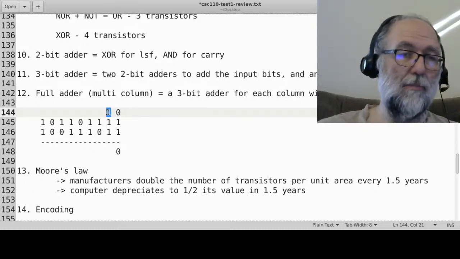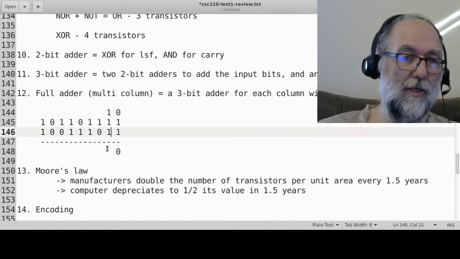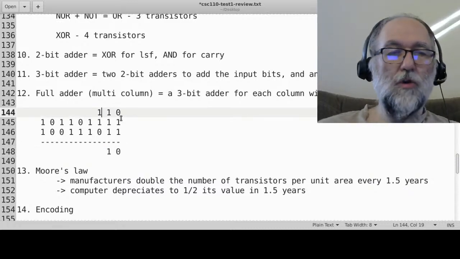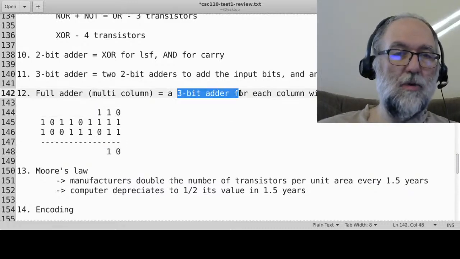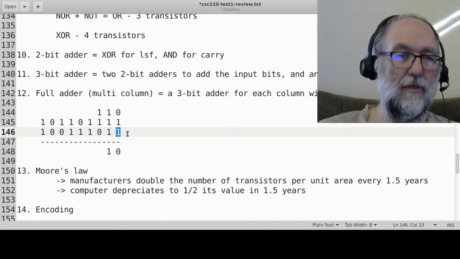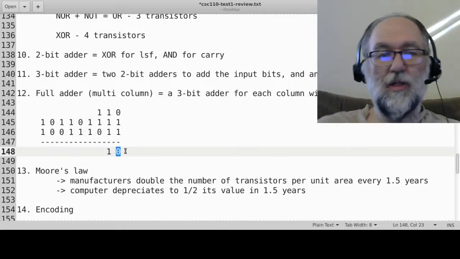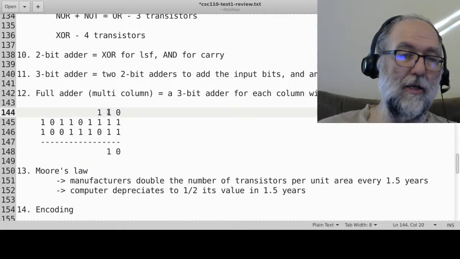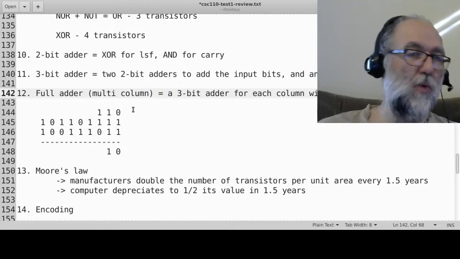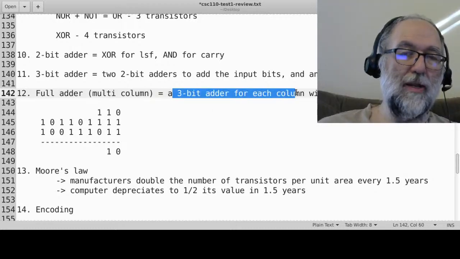And then we go into the second column. We go 1 plus 1 is going to be 1, carry 1, like that. Okay, and what you're noticing is that each column is basically a 3-bit adder. So if you want a full adder, each column is a 3-bit adder with a least significant figure that forms part of the answer, but a carry which cascades into the next column. So that's why I said a full adder is basically a 3-bit adder for each column with cascading carries.